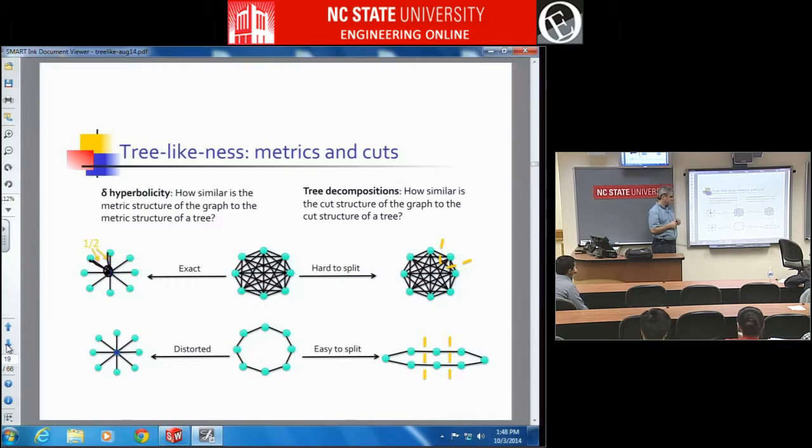Similarly, a ring. So that's not so hard to partition, right? I just cut 2 edges. If I take this ring and squish it down and call these bags and cut there, I have to cut approximately the same number of edges as I had to cut in the ring. So this is going to be tree-like by this measure, not going to be tree-like by this measure, basically because these things are spread out.